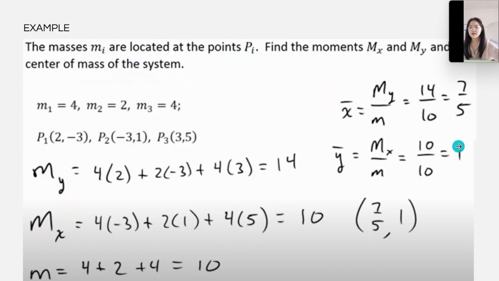So the center of mass of the system is the point (7/5, 1).